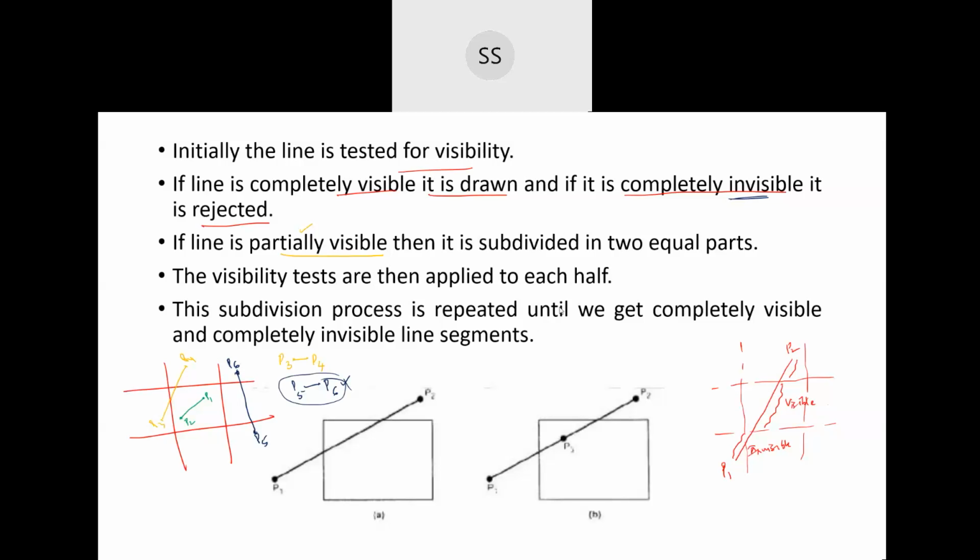I'm stopping here because we are left with 5 minutes and I won't be able to finish.